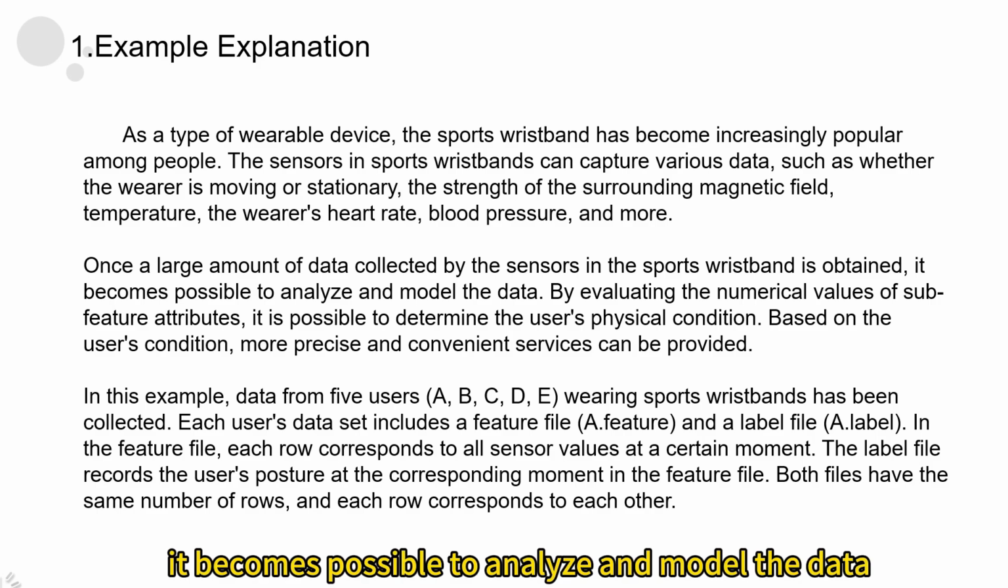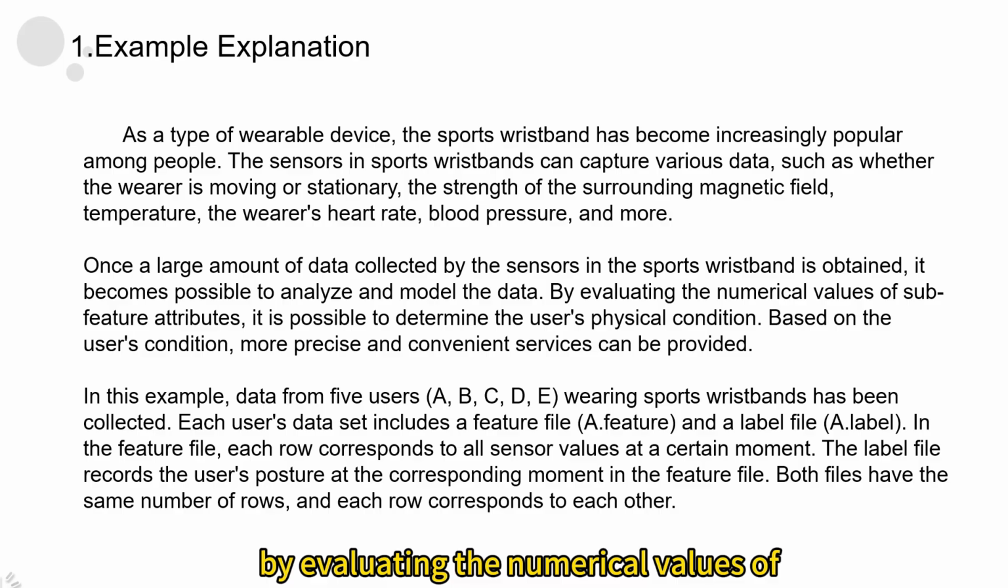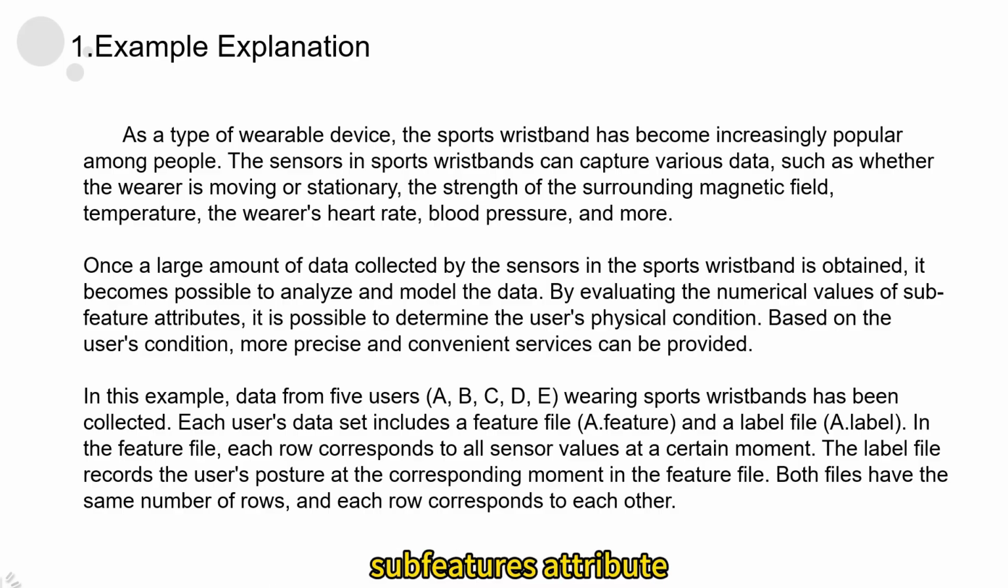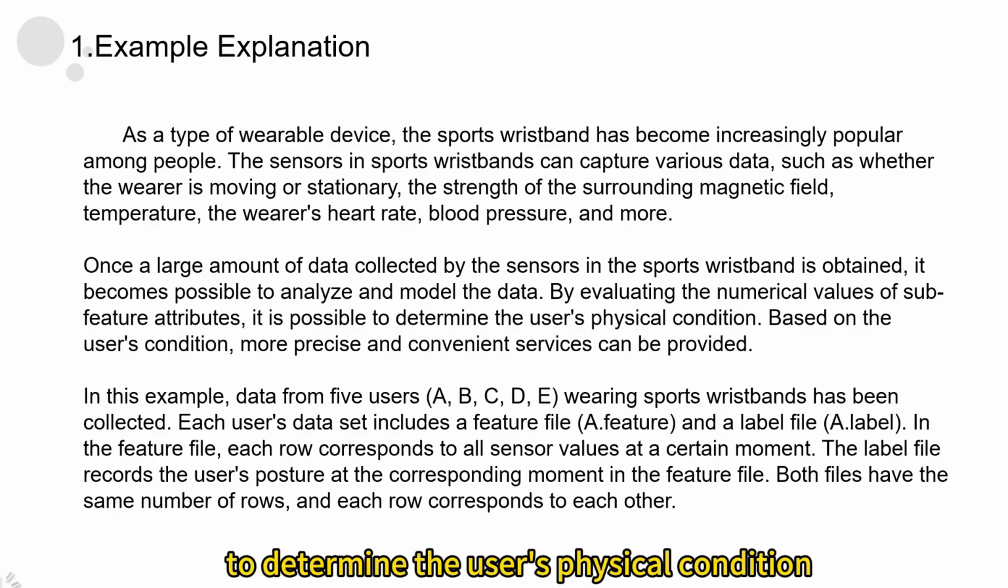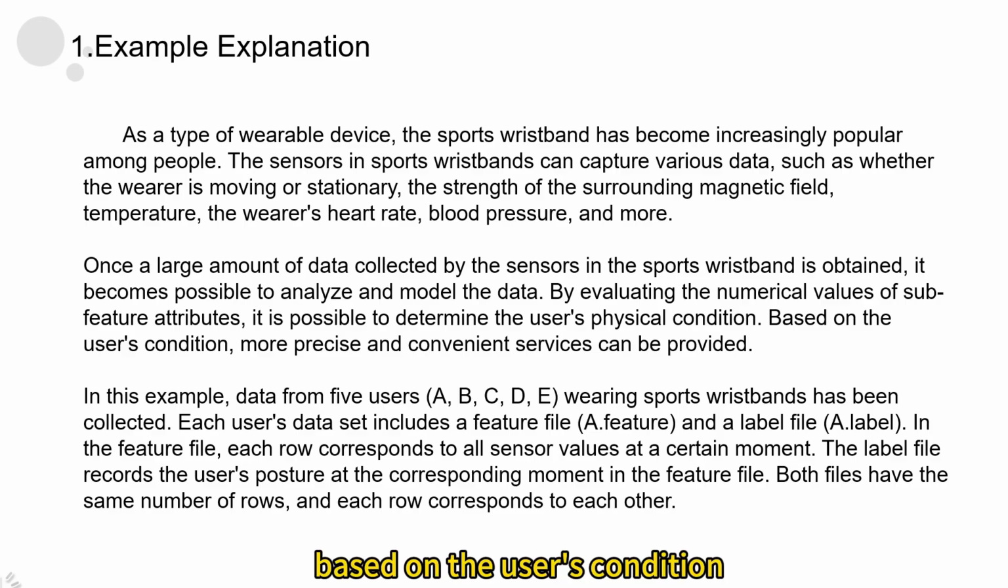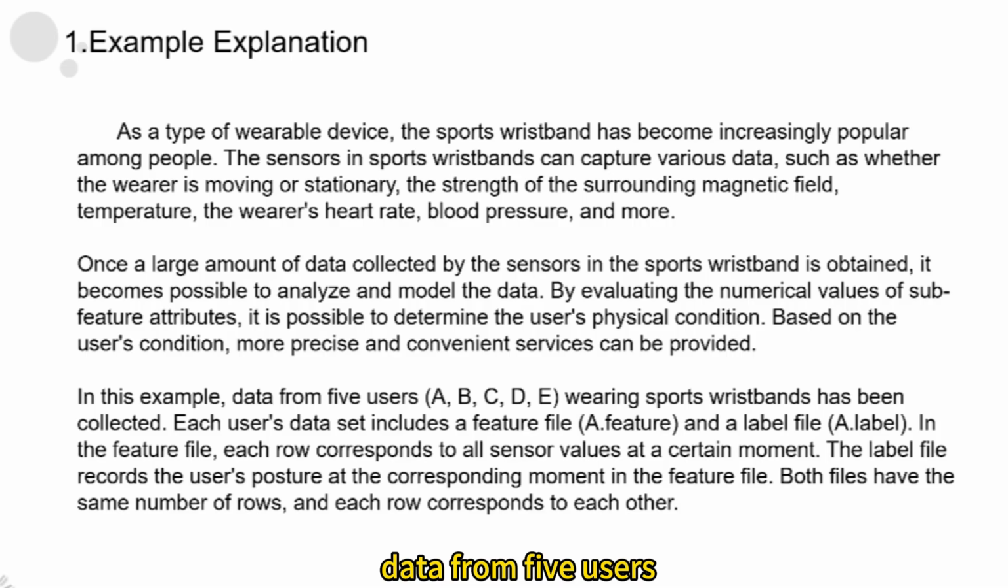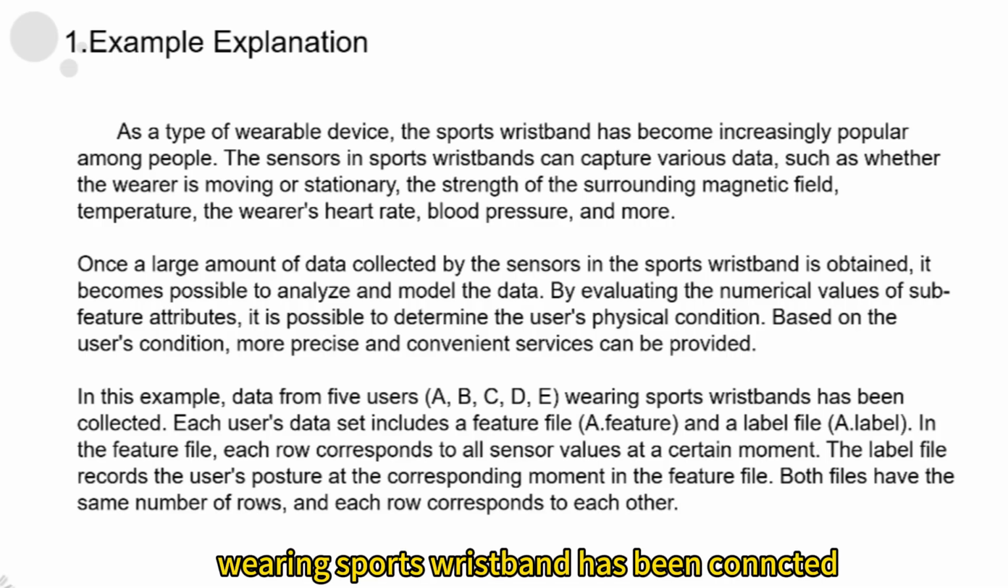Once a large amount of data collected by the sensors in the sports wristband is obtained, it becomes possible to analyze and model the data by evaluating the numerical values of sub-feature attributes. It is possible to determine the user's physical condition. Based on the user's condition, more precise and convenient services can be provided. In this example, data from 5 users A, B, C, D, and E wearing sports wristbands has been collected.